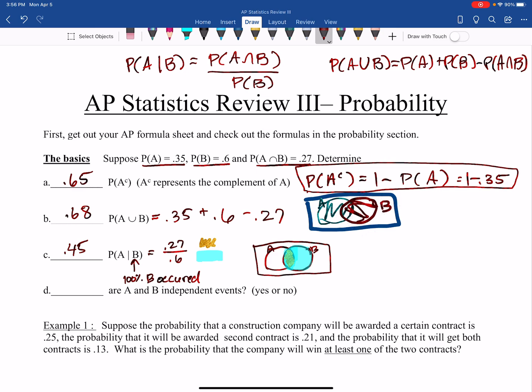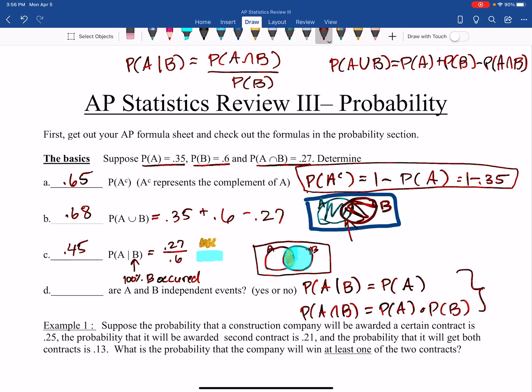And then I subtracted that overlap because you can see that I counted it 2 times. That's why the 0.27 was that overlap, and I counted it twice. Okay, are A and B independent events? To know that they're independent events, I know that the probability of A given B would have to equal the probability of A. That's one way to show it. The other way to show it would be the probability of A and B would have to be the probability of A times the probability of B.